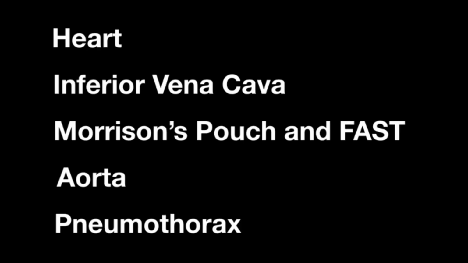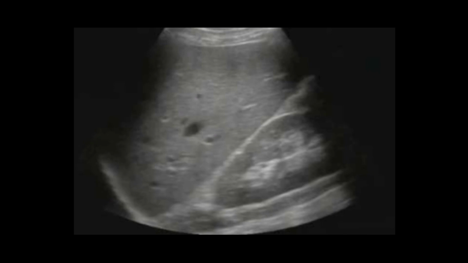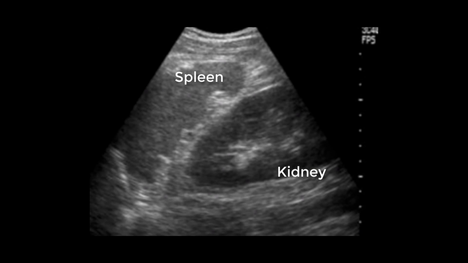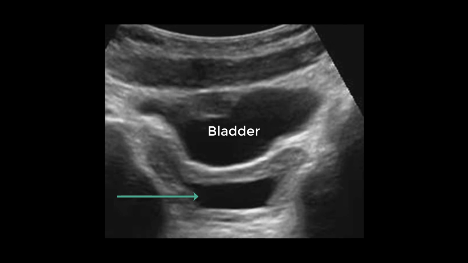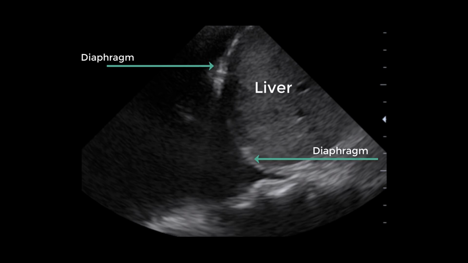Next is our M in HIMAP, which stands for Morrison's pouch, accompanied by the rest of the FAST views. These include Morrison's pouch, which is the hepatorenal recess, the splenorenal recess, and the suprapubic view, evaluating for any free fluid, which could be a number of etiologies causing bleeding in the intra-abdominal compartment. A quick view while performing the FAST on the abdomen of the diaphragm-lung interface can also aid in evaluation of any fluid in the thoracic space.